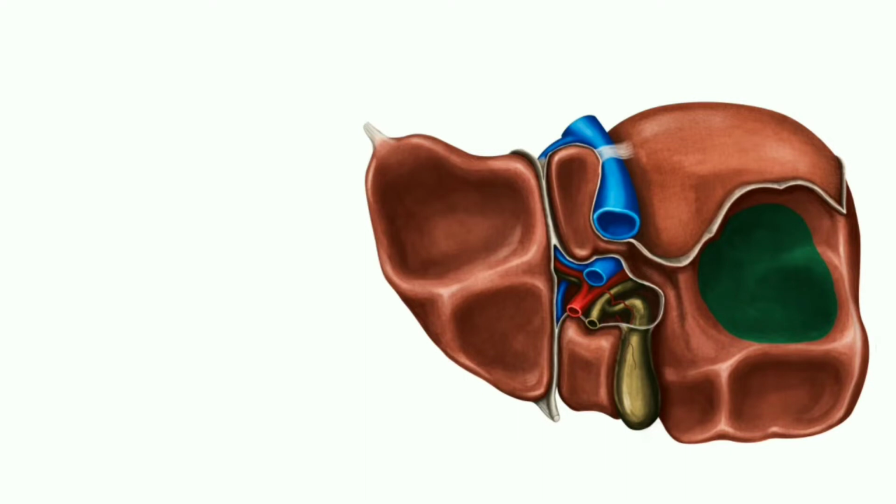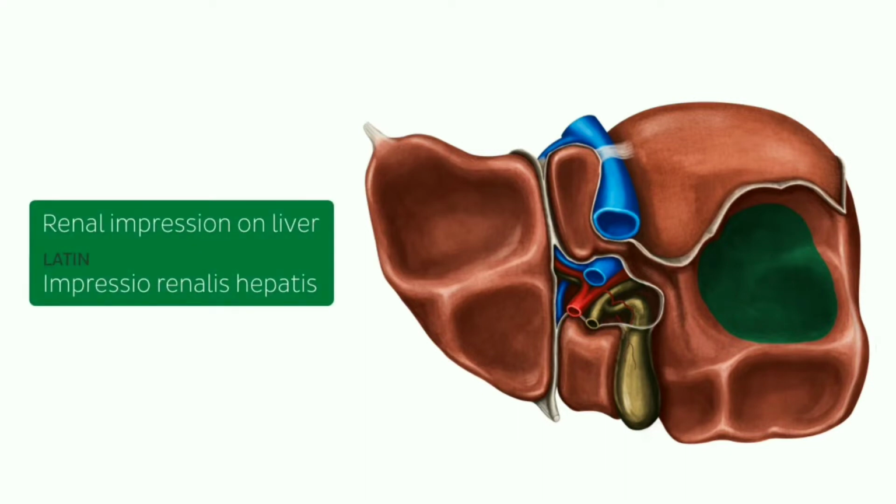The inferior view of the right lobe presents with several impressions that are generated from the underlying organs. The first and largest one is the renal impression. The renal impression is an indentation found on the inferior aspect of the right lobe of the liver, caused by the contact of the visceral surface of the liver with the right kidney. This area of the liver partially overlaps the bare area.